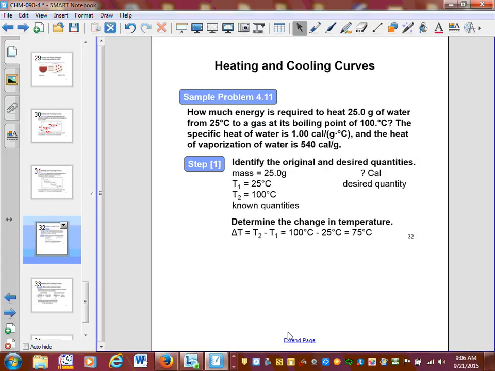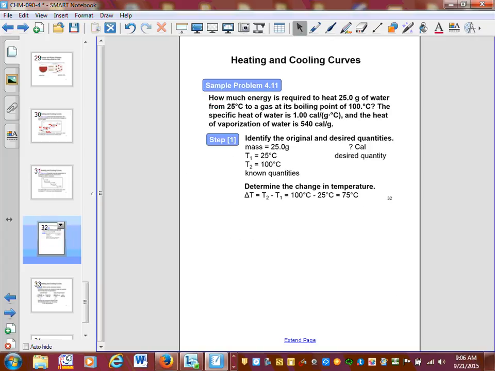First thing we're going to do is construct a heating curve that describes what we're doing. Not necessarily what we saw before. So I'm going to construct a heating curve. Here I have my temperature, and here I have my heat.